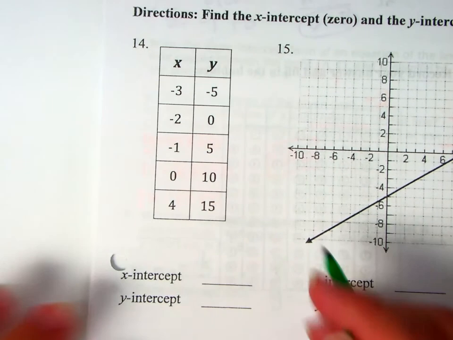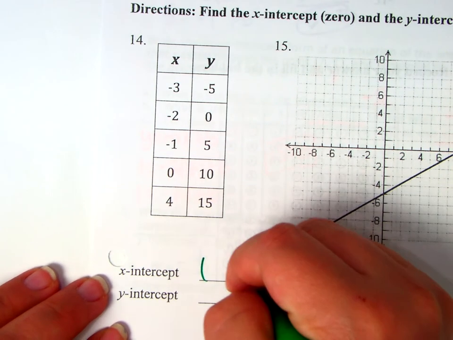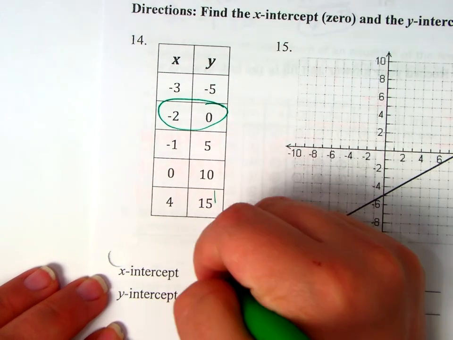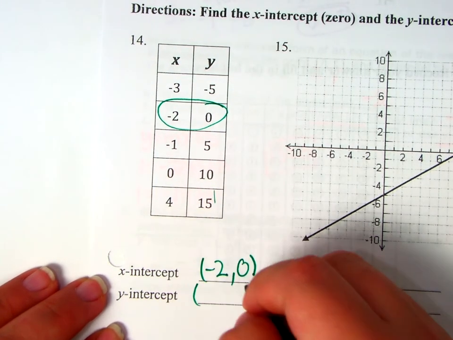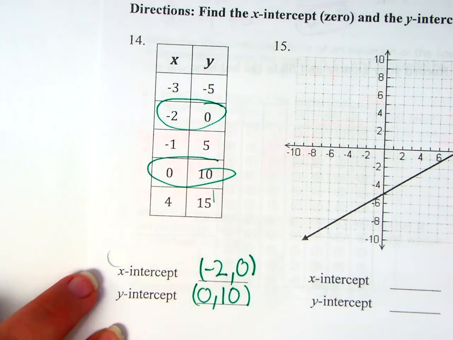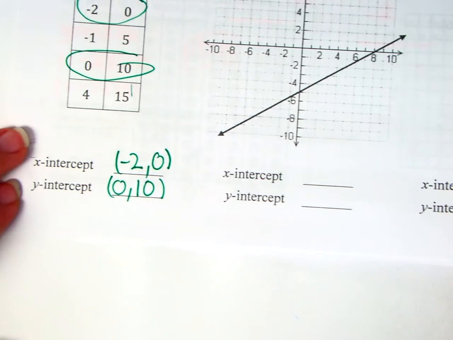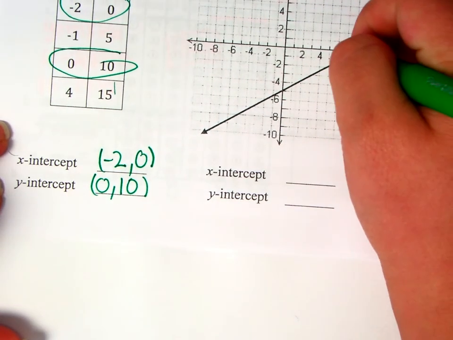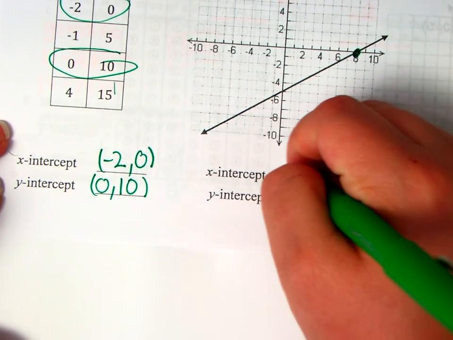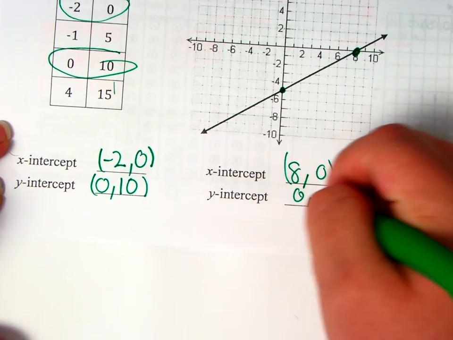Alright, finding your x and y intercept. That should not be hard. X-intercept, what has to be 0? The y. So look for a 0 in the y spot. Who's it paired with? -2. Your y-intercept, 0 has to be x. It's paired with the 10. Now here for your graph, your x-intercept, it's at 8. So the graph crosses the x-axis at 8. Your y-intercept, -5.